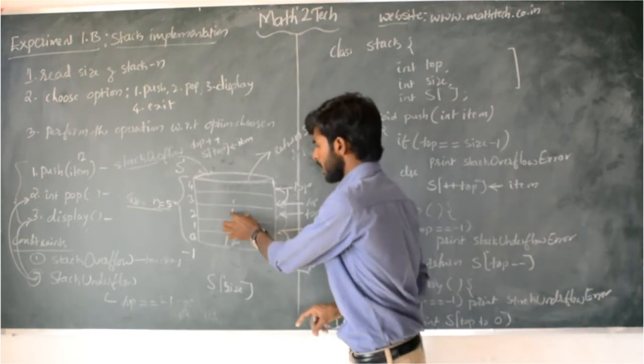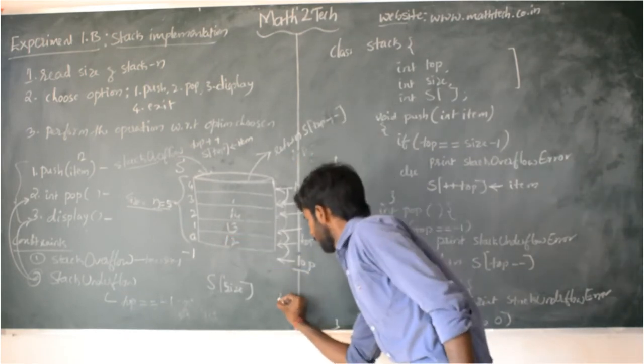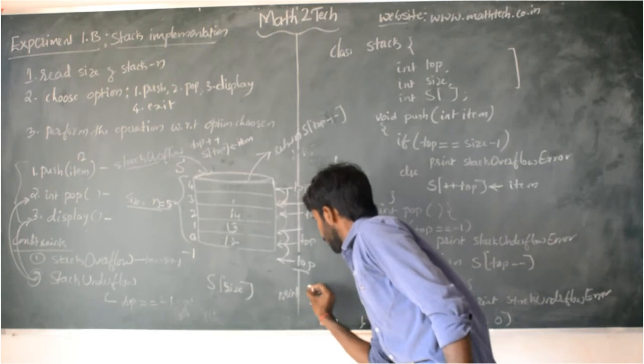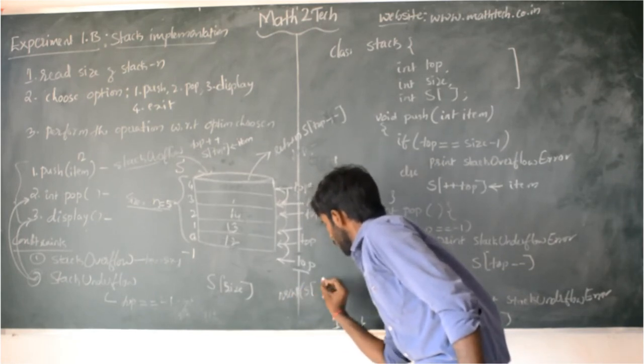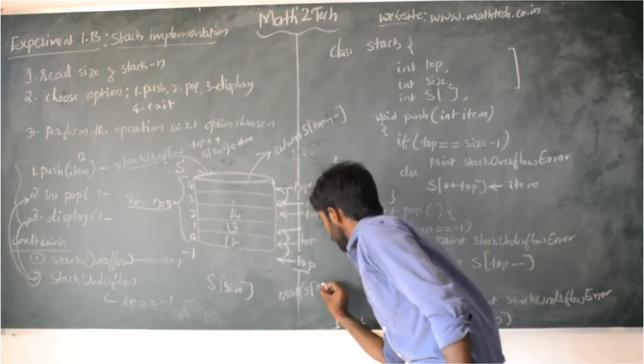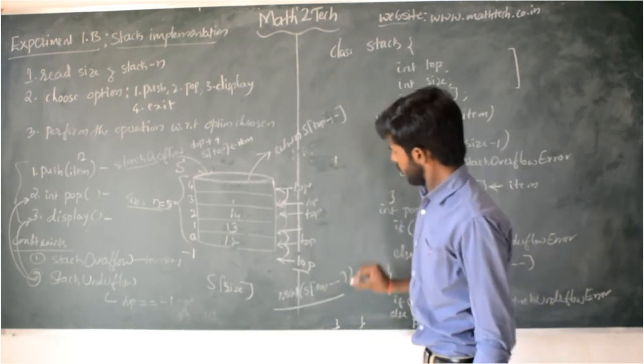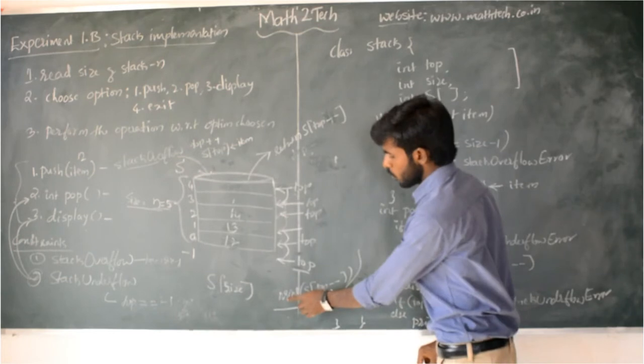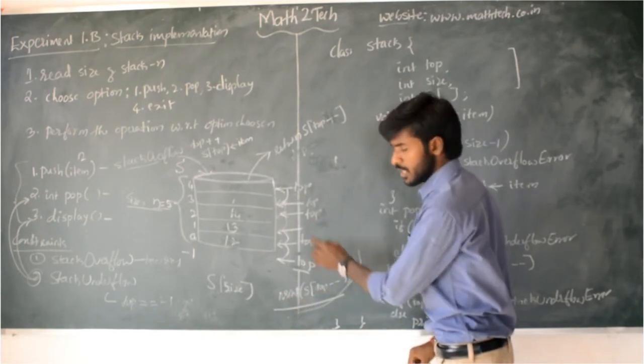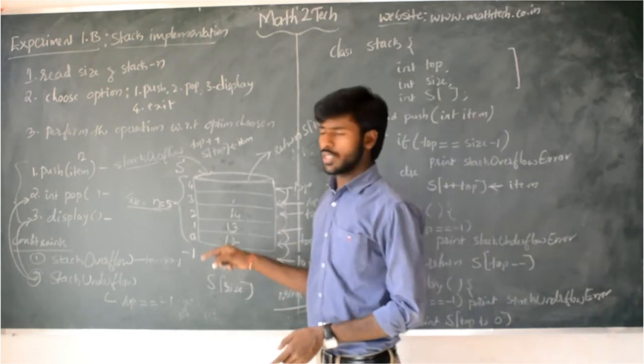You display the top. How to display it? Print S of top minus minus. Very simple, right? This is the display function. You can do that: print S of top minus minus, and it goes on repeating by using a loop.